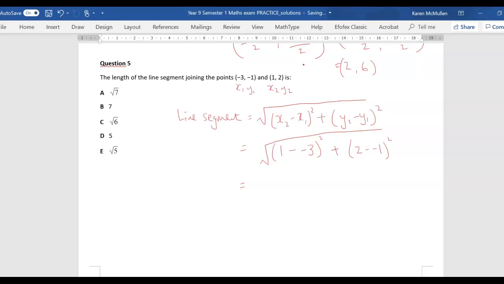1 plus 3 is 4. Okay, so when you're subtracting a negative number, you're adding. So it's 4 squared. And then 2 plus 1 is 3. So we've got 16 plus 9, which is 25, and the square root of 25 is 5.